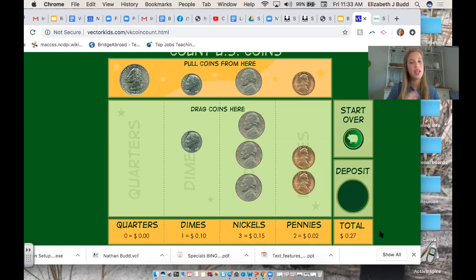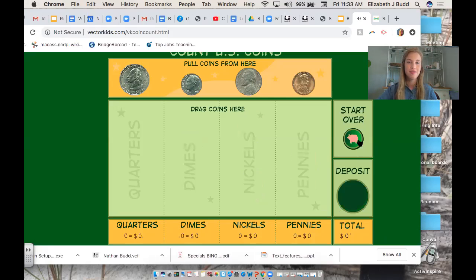Please check your answer and make sure you got it right. And if not, take a look at what we've got on the screen and count those coins up one more time to check yourself. All right, nicely done. Now we're gonna click our little piggy to empty our piggy bank, and we're gonna start over for number 2.